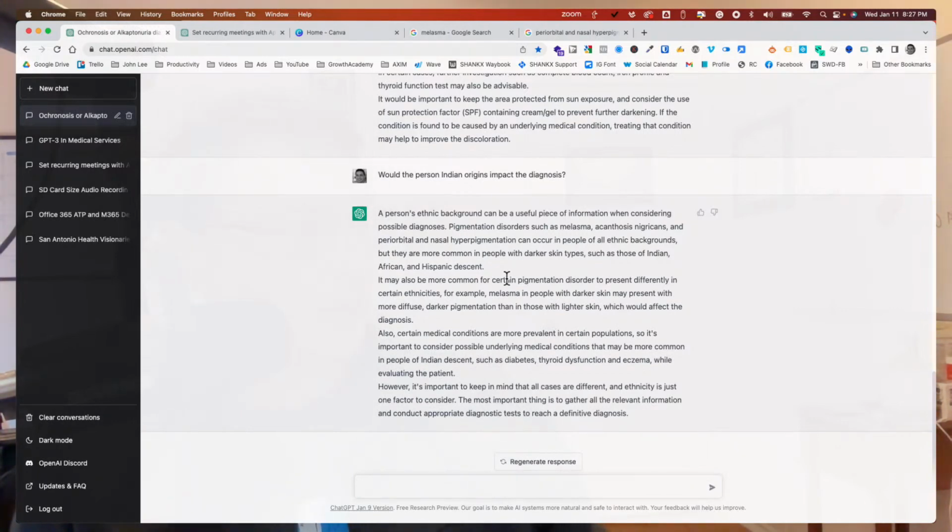So I will say it looks like this is a case of periorbital hyperpigmentation. What can I suggest as a treatment plan?